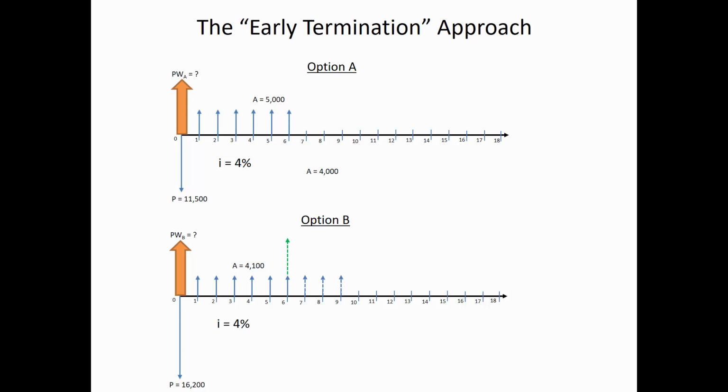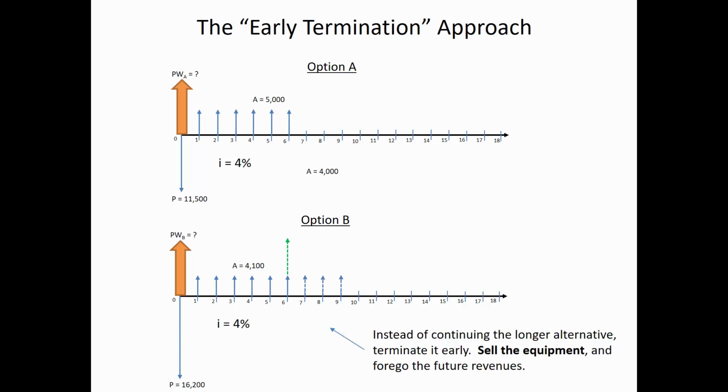You can assume or calculate a single amount in the final year that you would expect to get instead of operating the equipment for its final lifetime. So the one that was too long, we shortened in this alternative, compared to the one immediately previous, where we lengthened the one that was too short. Sell the equipment, forego the future revenues.